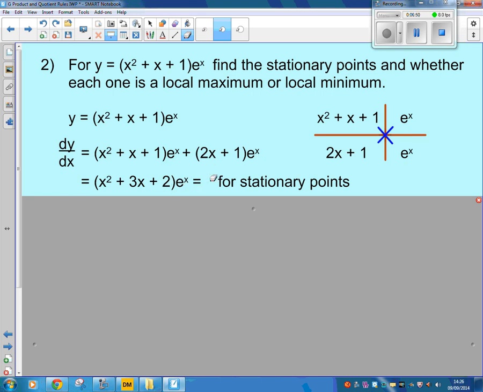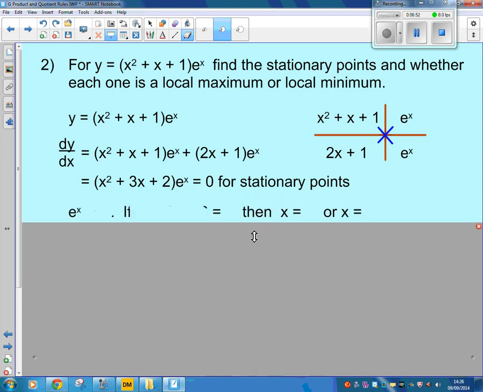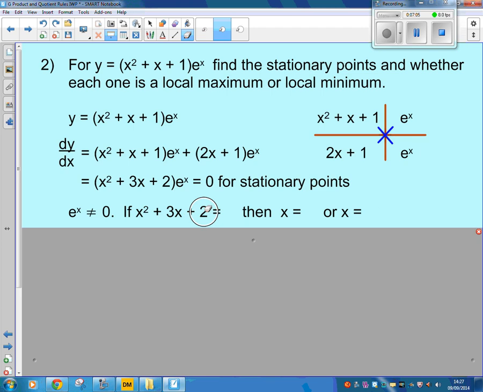And for stationary points, that must be 0. So let's see if we can solve it. Well, the first thing, e to the x is never 0. Actually state that, e to the x is not equal to 0. So that means you're left with x squared plus 3x plus 2 equaling 0. Solving this, either by factorising or on your calculator, gives you x as minus 1 or x as minus 2.